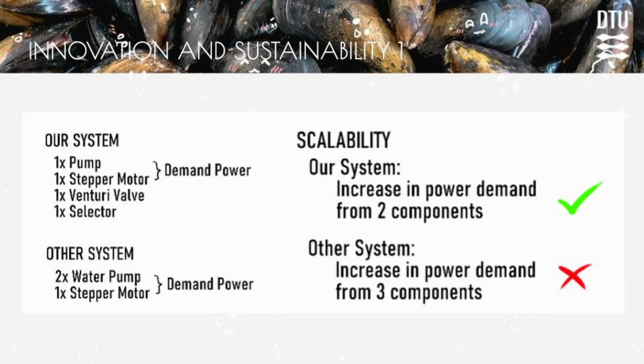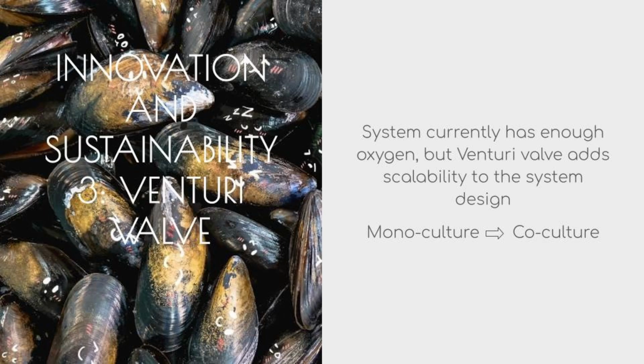Upon scaling, our system would just require the increase in power demand of 2 components versus the increase in power demand of 3 components that the alternative system would experience. The venturi valve and the selector would simply increase the device in size, demanding more material and space. According to our computation, our single pump selector system would consume 46% less energy a day than the theoretical double pump system. We added the venturi valve to replace the air pump.